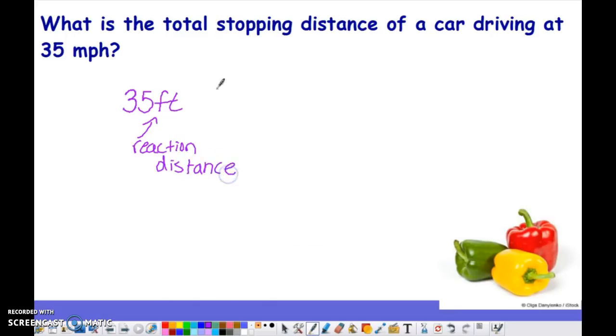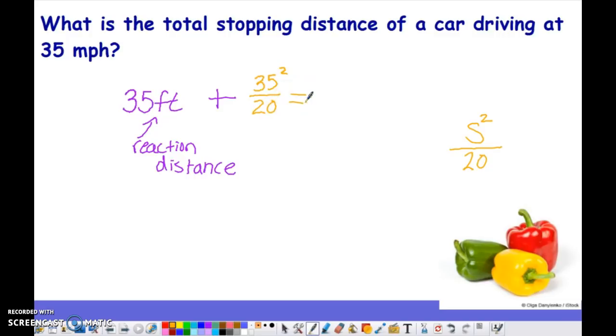Plus, we always have to take into account our braking distance. And remember, we have a nice little formula for that. I'm just going to write it over here. It's always our speed in miles per hour squared divided by 20. So if I am going 35 miles per hour, I would take plus 35 squared over 20.